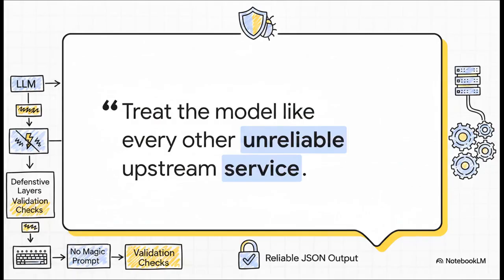If there's one thing you take away from all this, let it be this. We have to stop thinking like prompt hackers and start thinking like software engineers. The solution isn't some magic prompt. It's about treating the LLM as just another component in a system, an often unreliable one, and building robust defensive layers around it, just like we would for any other upstream service.